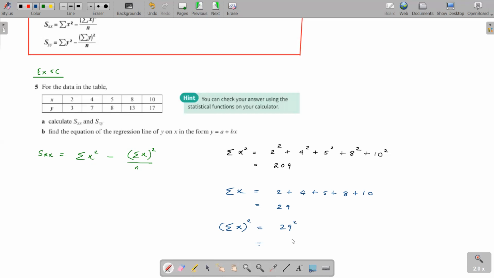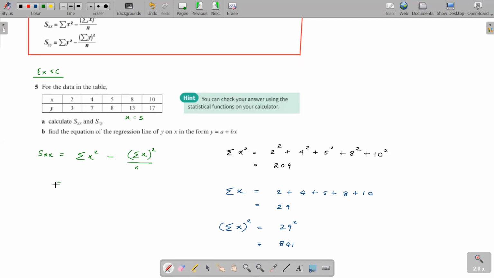So 29 square is 841, right, guys? That's 841. And then n here is simply the number of data points. So how many data points do we have? 1, 2, 3, 4, 5. We're using 5 data points, right? We have 5 pairs of x and y. So n is 5. Okay, guys. So over here, your n value is 5.